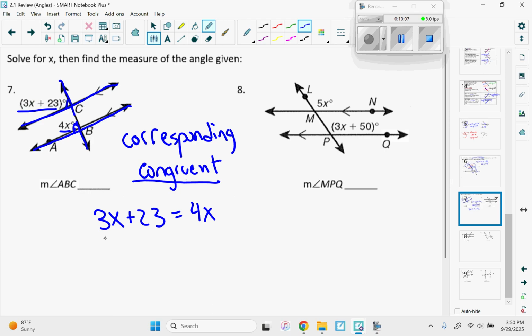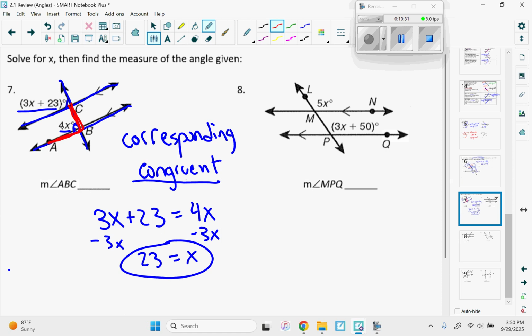Now we're going to do just a little bit of algebra to solve for x. We get x on one side, we get 23 equals x. That was pretty easy. All right, so this is part of my answer, but they're asking me for angle ABC. ABC is this angle right here.